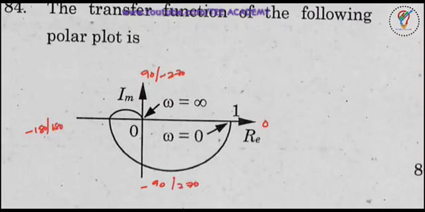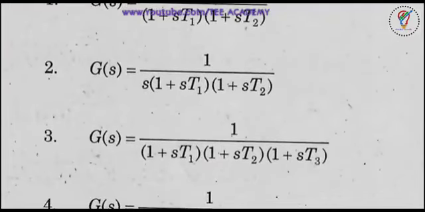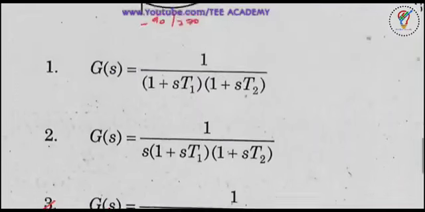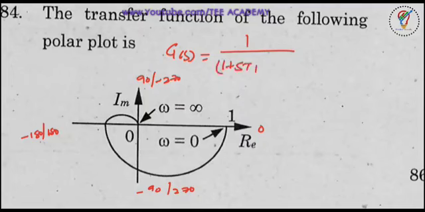Now, in the given options, I will take option 3. Why? Because I know the answer is 3. That's why I am taking this answer and I will solve it and show you that it's the right answer. Now for g of s, I am taking the third option: g of s is equal to 1 by (1 plus sT1) into (1 plus sT2) into (1 plus sT3). Now I will write the magnitude here.